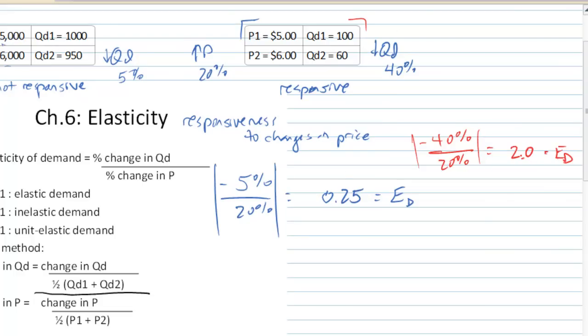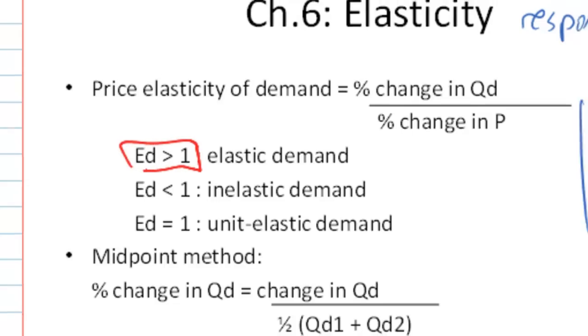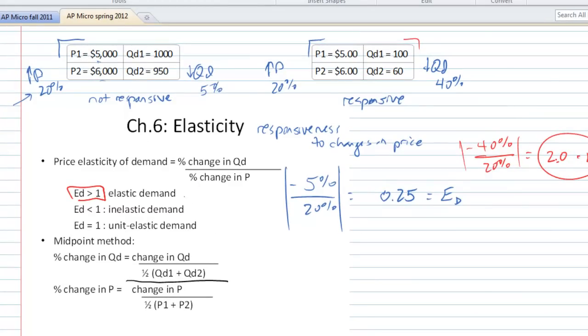We have characterizations or definitions, labels on these numbers that go like this. If the elasticity measurement is greater than 1, like it is in this case over here, it's very responsive to price. We call that elastic demand. Goods that have many substitutes tend to have elastic demand.